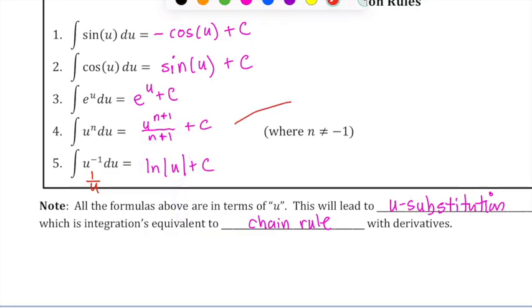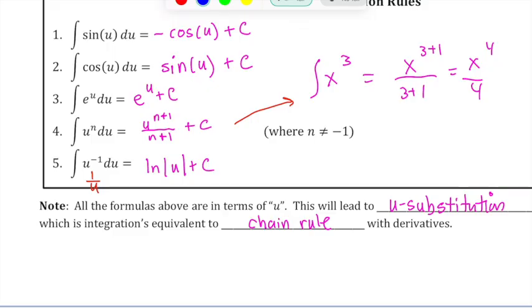And to show you an example for number 4, if I have x cubed and I want to take the integral, basically you add 1, so that turns into 4, and then you divide by it. So this would be x to the 4th over 4. And again, you can always play backwards. If I take the derivative of this function, 4 comes down, multiplies outside, it cancels, and then you subtract 1. So you'd just be left with x cubed.